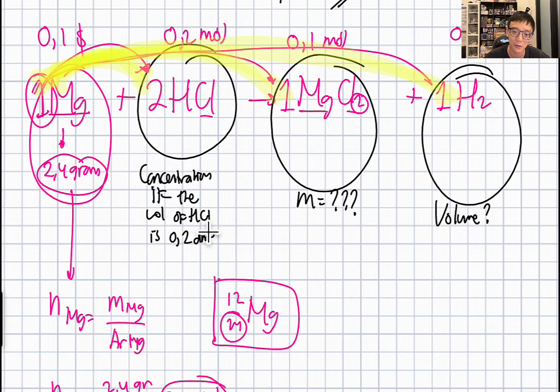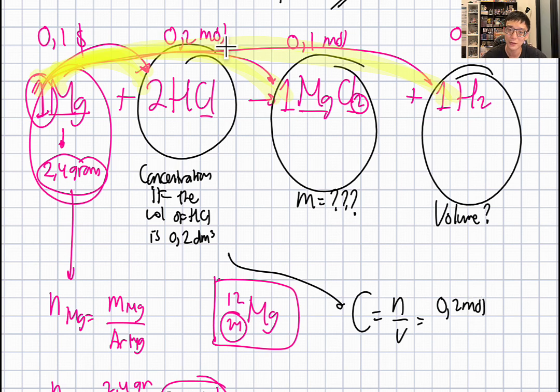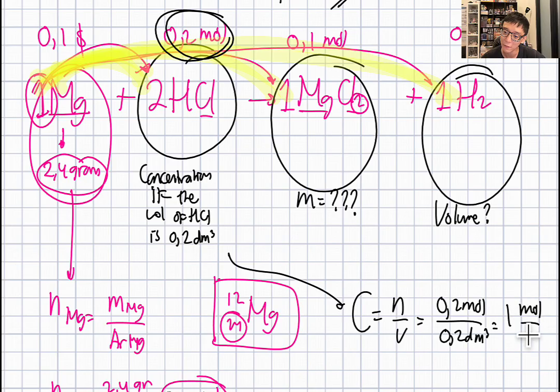So now, what is the concentration of HCl? Concentration is mole over volume. So 0.2 mole, the thing that we have here, divided by 0.2 decimeter cube, is 1 mole per decimeter cube.